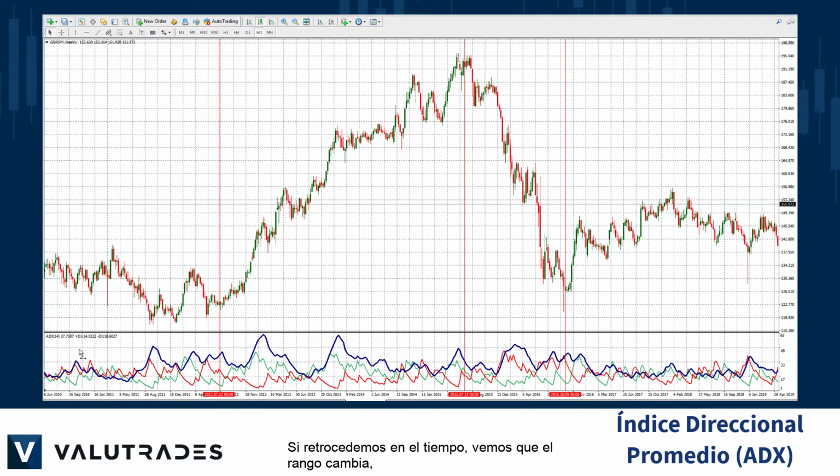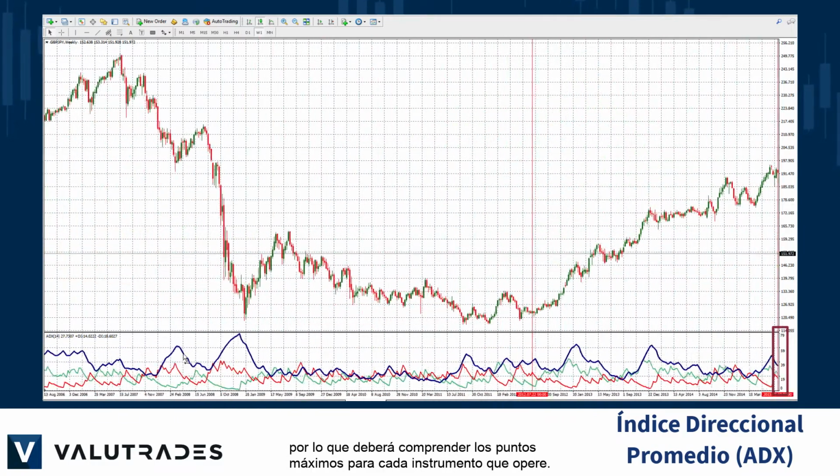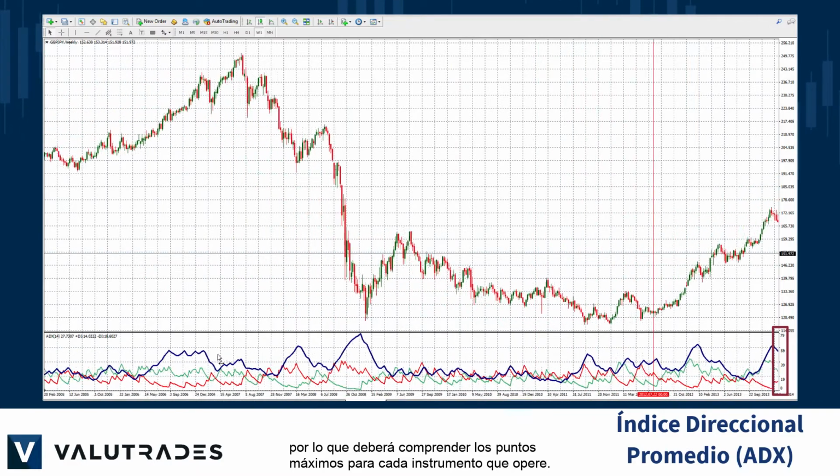If we scroll back in time, we can see that the range changes, so you will need to understand the maximum points for each instrument you trade.